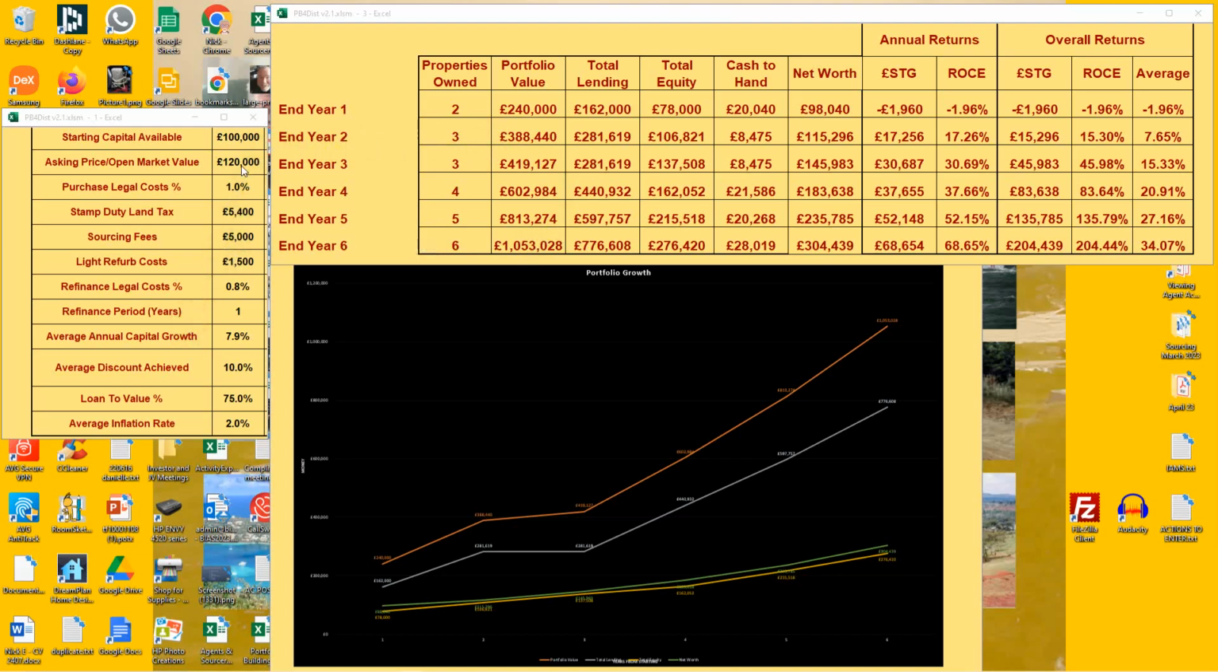The key one is value of the property, open market value. We'll come to that in a separate video, but in our area of operations 120,000 is reasonable. So let's just have a look and see what happens if you've got less than £100,000.